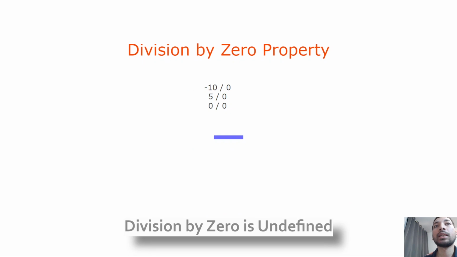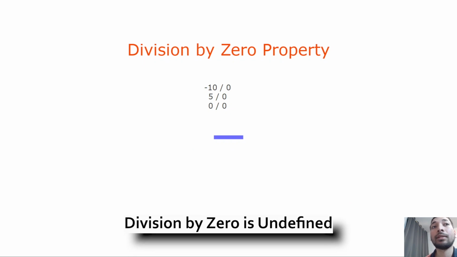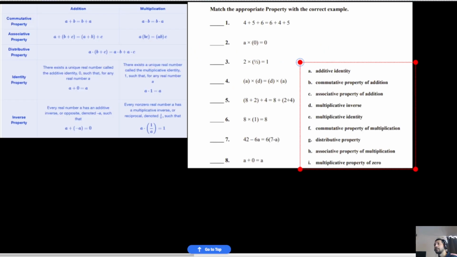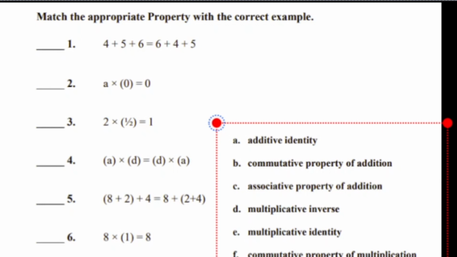Now the division by 0 property states that if you divide any number by 0, it gives an undefined response. So anytime if you have a division by 0, we have an undefined response. Now we'll see some practice problems over here. Now let's try to solve these problems over here. It says match the appropriate property with the correct example.